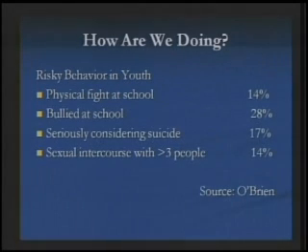These are some national statistics taken from a talk that O'Brien did for the organization CASEL that I'll be mentioning a little bit later. In the past year, 14% of kids had been in at least one physical fight. Almost 30% had been bullied at least at one point. 17%, nearly 20% of children seriously considered suicide in the past year. Sexual intercourse with more than 3 people, almost 15%. Those are pretty frightening statistics for our kids and what they're experiencing these days.